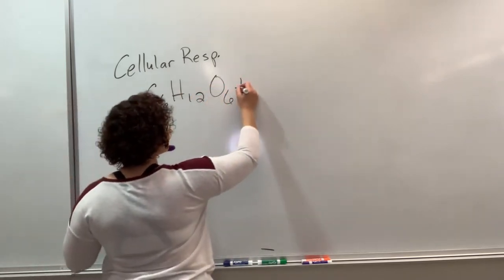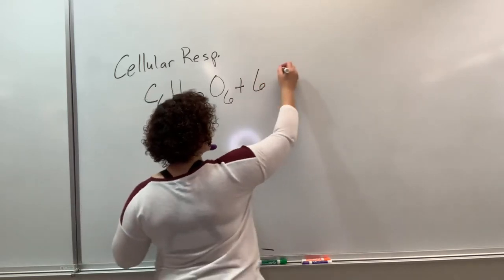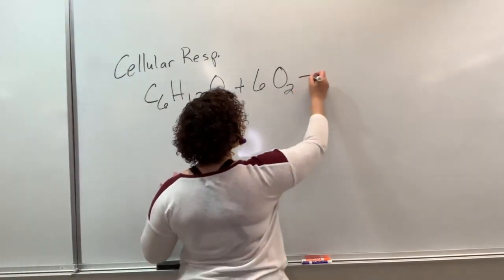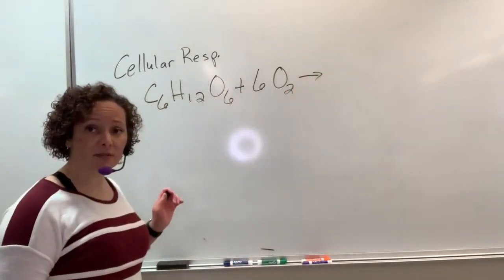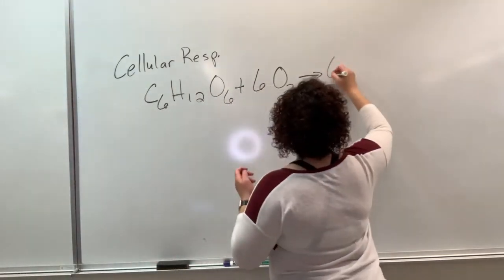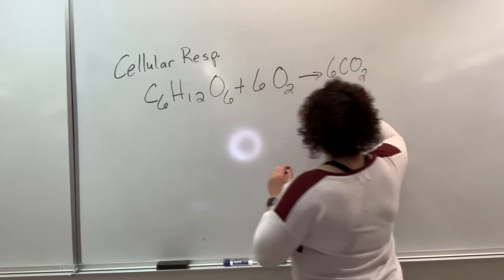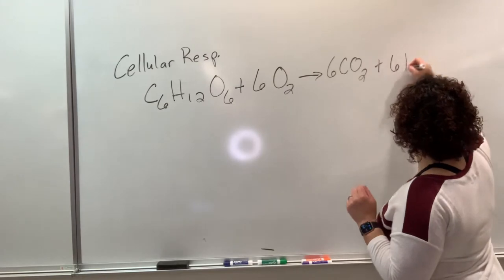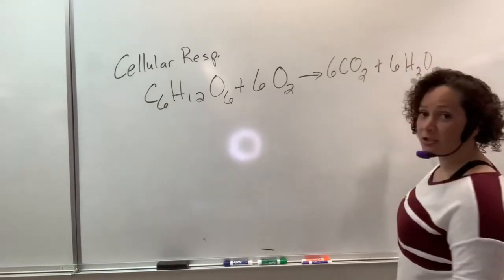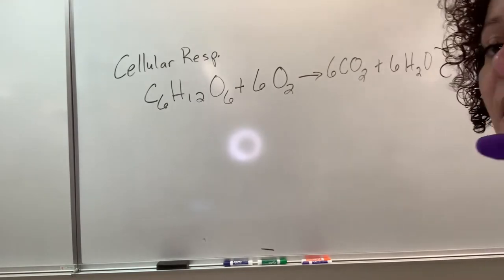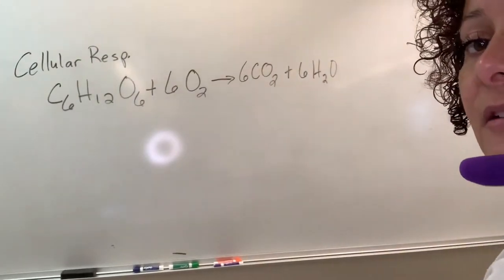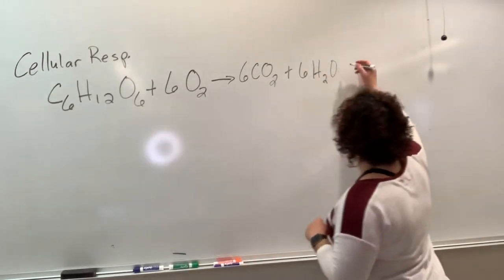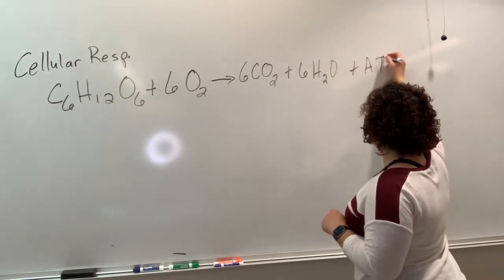C6H12O6 plus 6 oxygen molecules, O2 molecules, is going to yield waste, and the waste that is going to yield is carbon dioxide, specifically 6 CO2s. So that's 6 carbon dioxide molecules. It's also going to yield 6 water molecules. And like I told you, the purpose of this is to make ATP. So ATP is going to be the energy that is carrying the energy from the glucose. And so we put plus ATP.